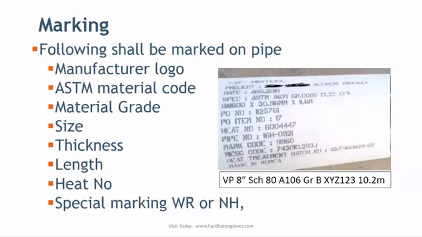Once the pipe clears all test and inspection, it is marked as per standard requirement. Pipe shall be marked with manufacturer logo, ASTM material code, material grade, size, thickness, schedule number, length, heat number and special marking such as WR for weld repair or NH for non-hydro tested pipe. This marking can be done by paint or by hard punching. For stainless steel pipe, stenciling is also used. Please note that for carbon steel, no hard punching below 6 mm thickness and for stainless steel, no hard punching below 12 mm thickness. This is all about testing, inspection and marking of pipe.